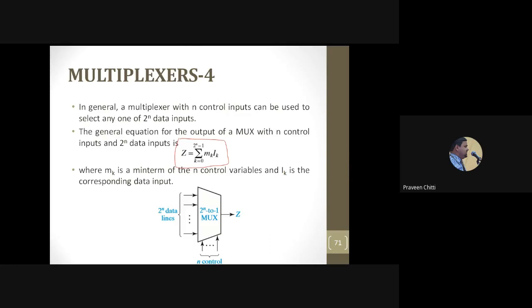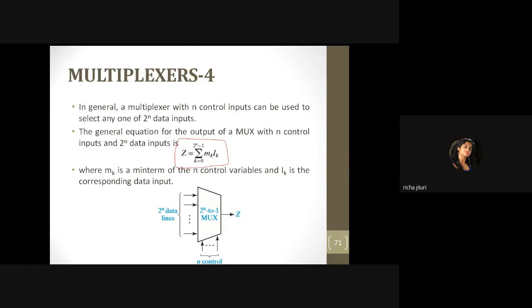What are those 4 product terms? Substitute k equal to 0 first. When you substitute k equal to 0, it becomes M0 I0, plus M1 I1, plus M2 I2, plus M3 I3.